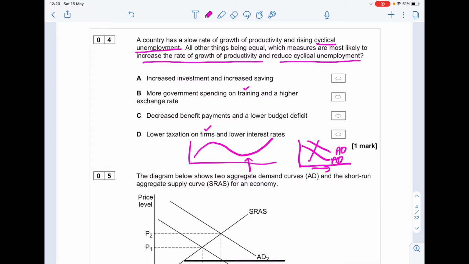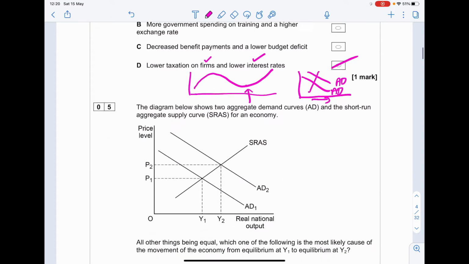So shifting aggregate demand to the right can be done through lower interest rates, because lower interest rates mean there's going to be less saving, more consumption. There's also going to be more investment, which can then increase the productivity as well. So D will be your correct answer.